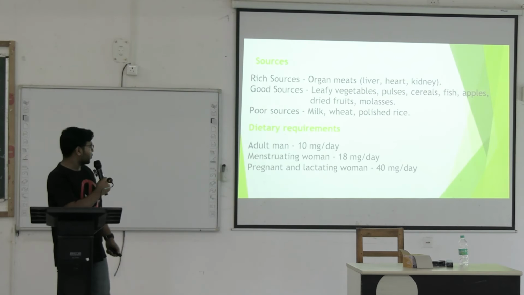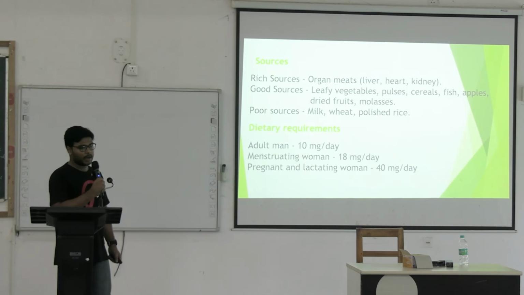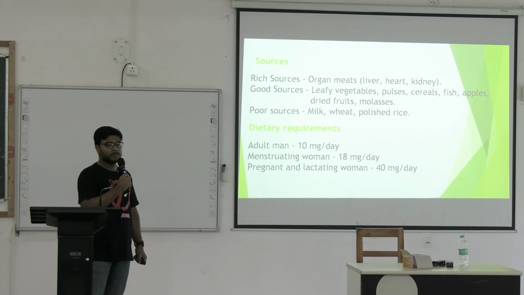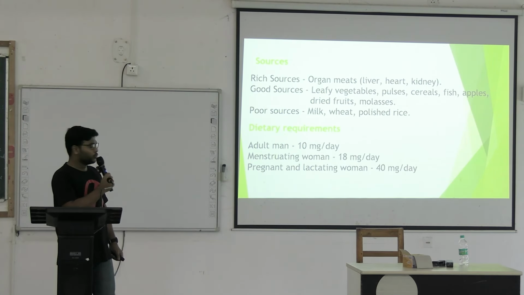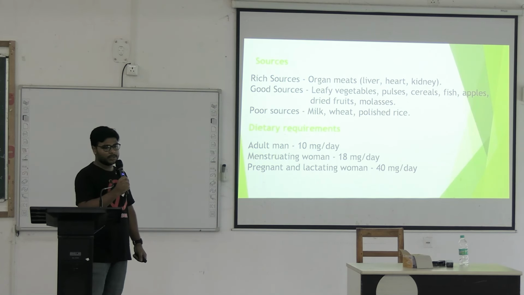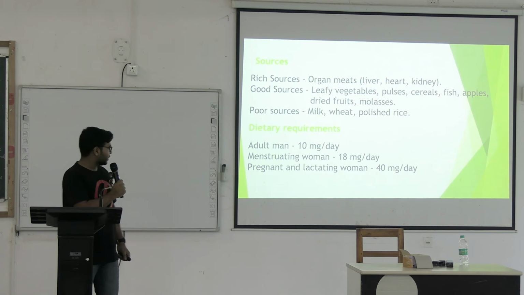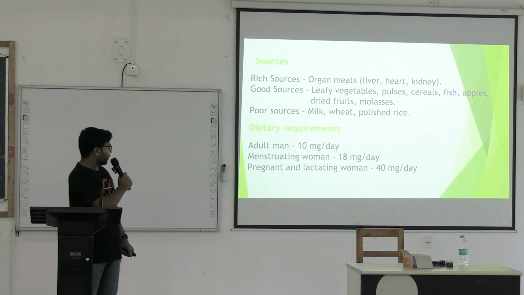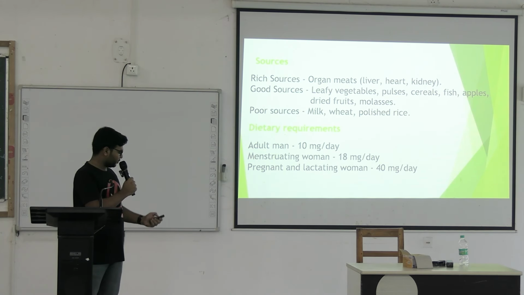I want to mention some sources of iron. Rich sources: organ meats, kidney, liver and heart; good sources: leafy vegetables, pulses, cereals, molasses, jaggery, dried fruits; poor sources: milk, polished rice and wheat. Then dietary requirements. For an adult man, it is 10 mg per day. For a menstruating woman, it is 18 mg per day, and for a pregnant and lactating woman, it is 40 mg per day.